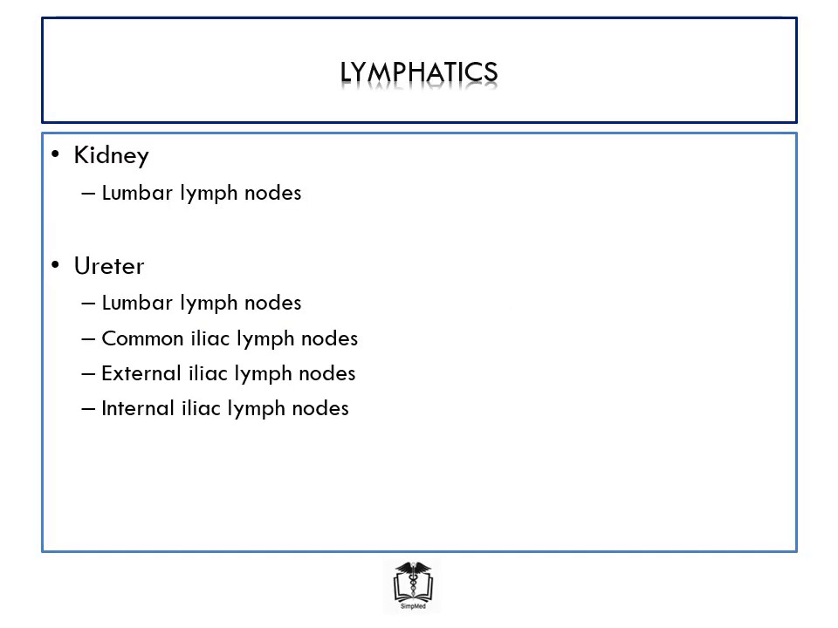And finally, lymphatics. Lymphatics also tend to be numerous, depending on whether we're talking about the kidneys or the different parts of the ureter. The kidneys are drained largely by the lumbar lymph nodes, whereas the ureter will be drained by a combination of the lumbar lymph nodes in the abdomen, the common iliac lymph node, and the external and internal iliac lymph nodes in the pelvis.